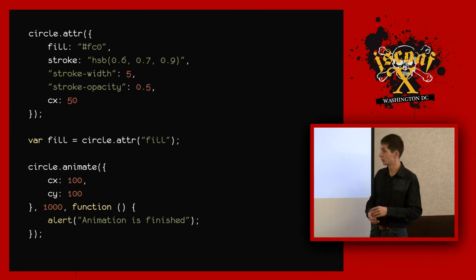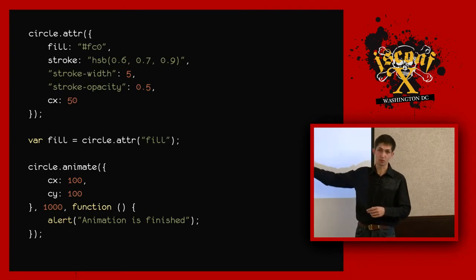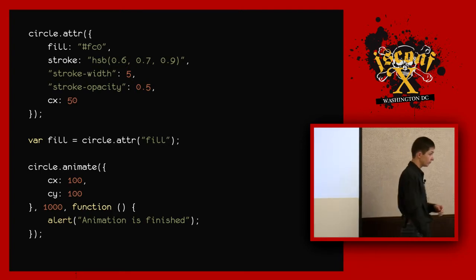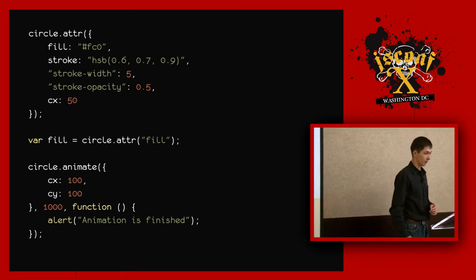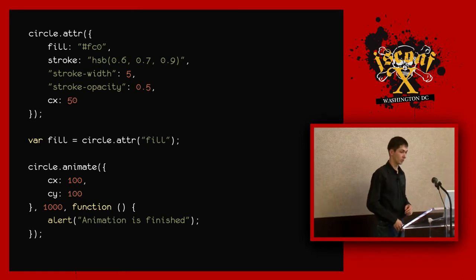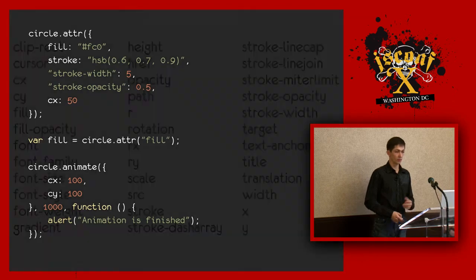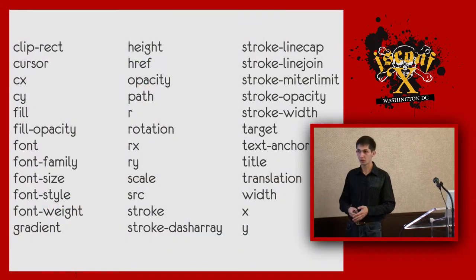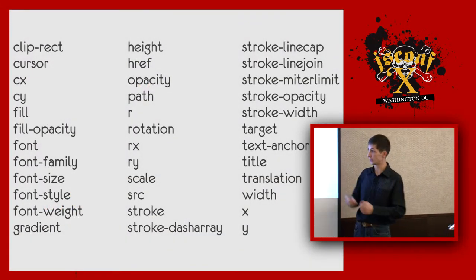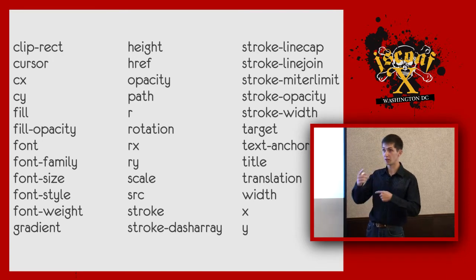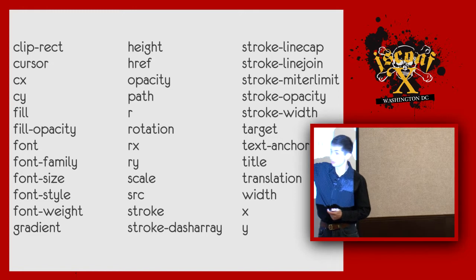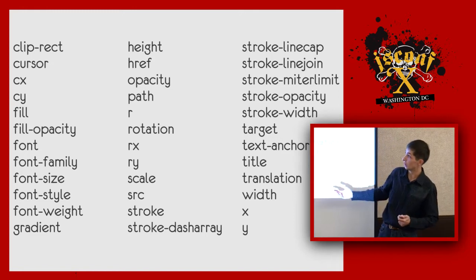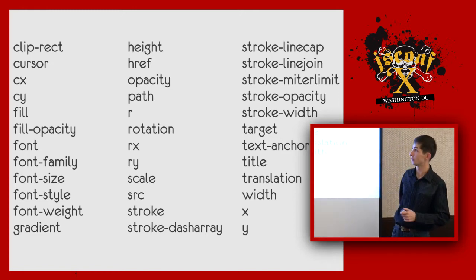It's kind of obvious. And you could have milliseconds, and you have obviously callback. And you could have easing. And you could create your own easing if you don't like the existing easing. So the attributes exist on all the elements. Of course, some of them only make sense for some elements, like src only makes sense for images. Font only makes sense for text.